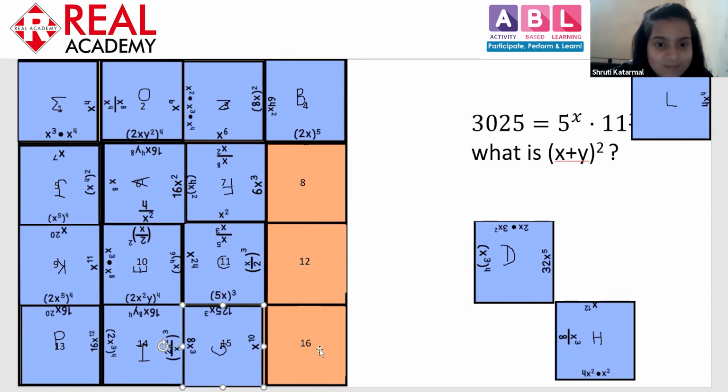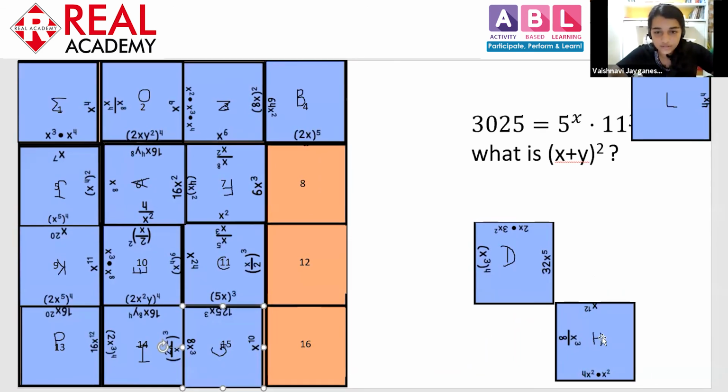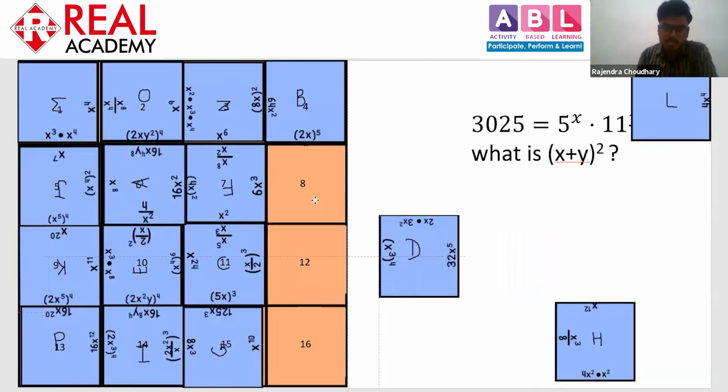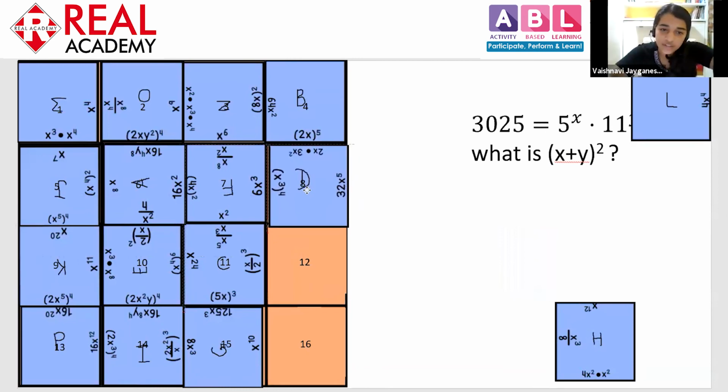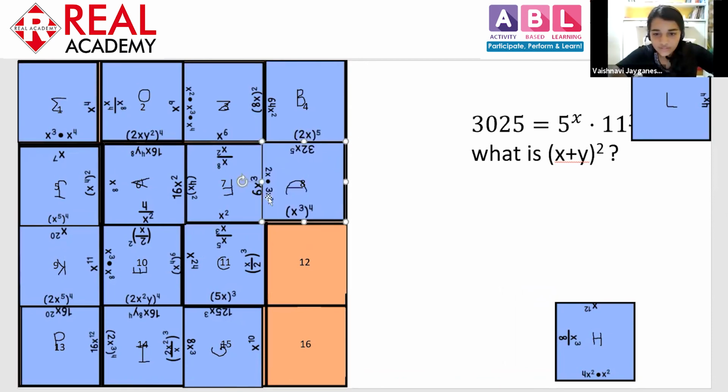Yes, Vaishnavi, you are next. Yes, sir. D1 will come in the 8th one. 32. Do I have to rotate it? Yes, sir. You will have to rotate it. No, sir. Not like this. Yes, sir. Perfect. This is the correct one, right? Yes, 32x raised to 5 is the solution for 2x the whole raised to 5. And 6x cube is?